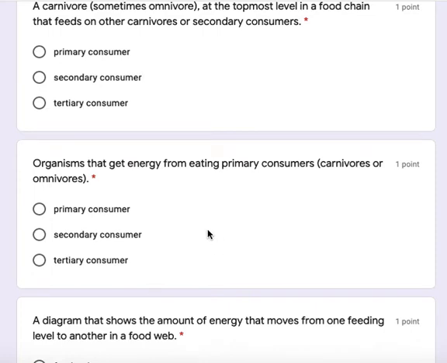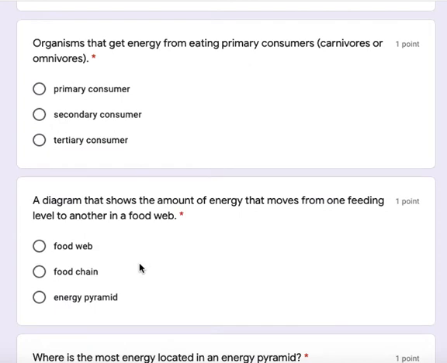Organisms that get energy from eating primary consumers, carnivores or omnivores, are they a primary consumer, secondary consumer, or tertiary consumer? A diagram that shows the amount of energy that moves from one feeding level to another in a food web is a food web, food chain, energy pyramid.